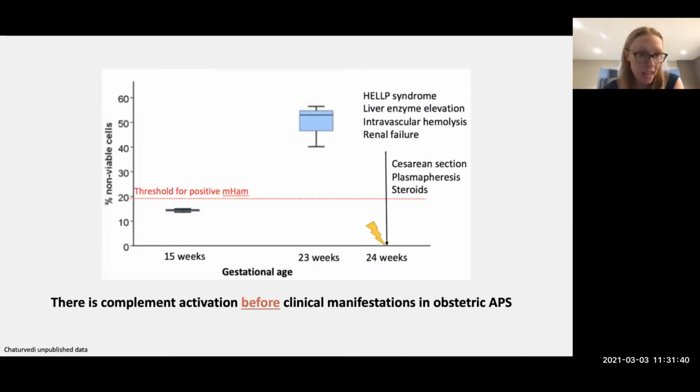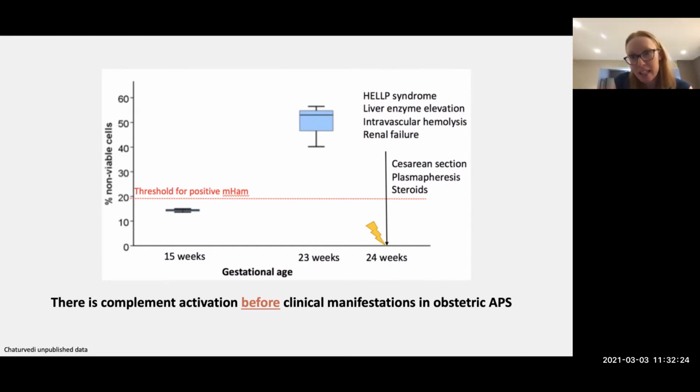And one interesting case from Dr. Chaturvedi is that in one pregnancy, a patient with antiphospholipid syndrome who was tracked over a couple of blood tests was found to have evidence of a positive modified HAM test, that functional complement activation, at least 1 week before everything happened, before she developed HELLP syndrome, had elevated liver enzymes, hemolysis, renal failure, needed plasmapheresis, a C-section, and steroids at 24 weeks gestation. So this is really interesting.